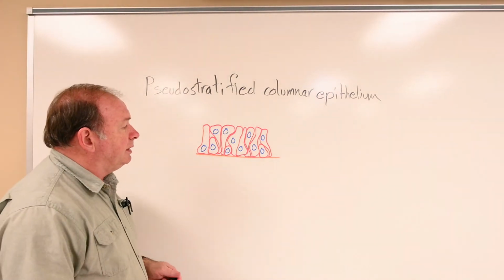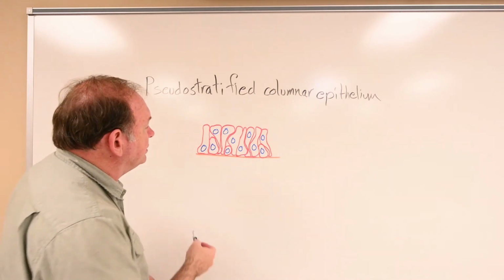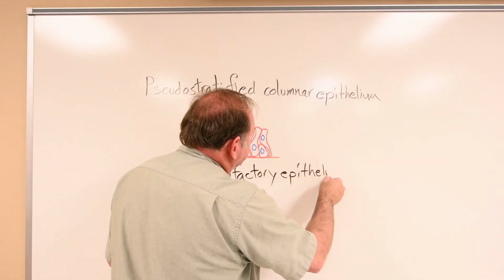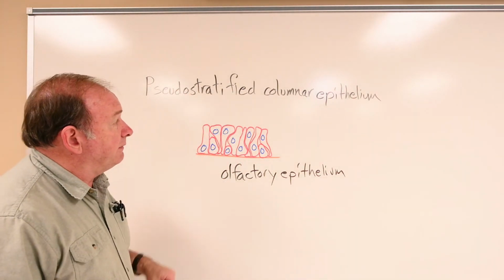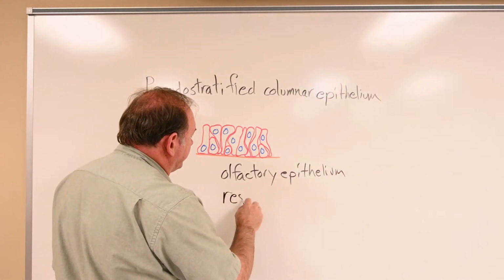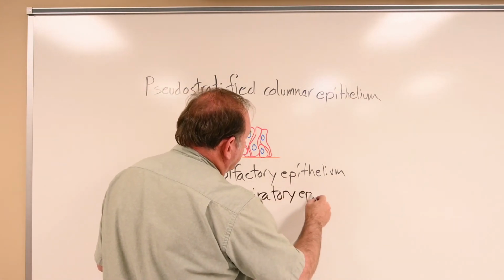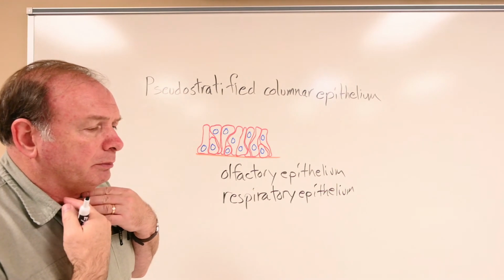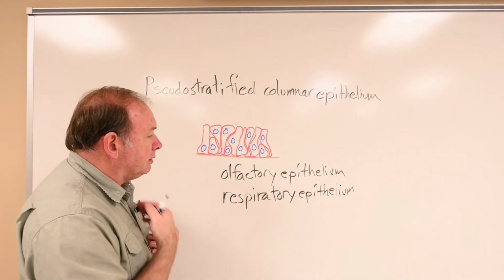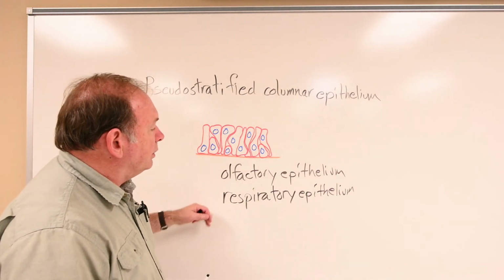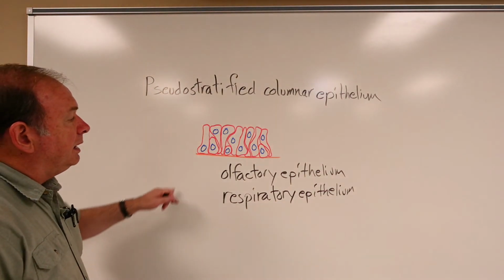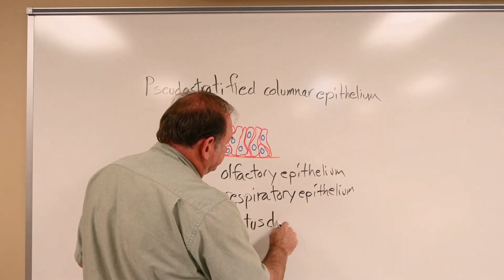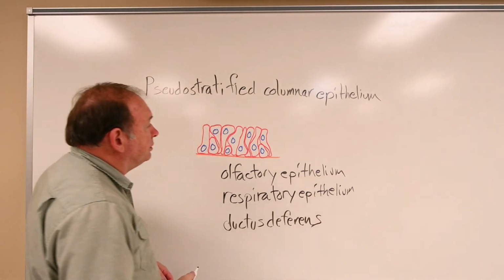Places where you find this, there are actually several in the body, but we associate it mainly with respiratory passages. So olfactory epithelium, where you have your sense of smell, is this pseudostratified columnar epithelium. What we generally refer to as respiratory epithelium lines your sinus passages, your nasal passages, and then once you get into your windpipe and into your larynx, your trachea, and your primary bronchi, secondary bronchi, all of those passageways have that pseudostratified columnar epithelium. It's not uncommon in some of the male reproductive system ducts, so the ductus deferens has a pseudostratified columnar epithelium.